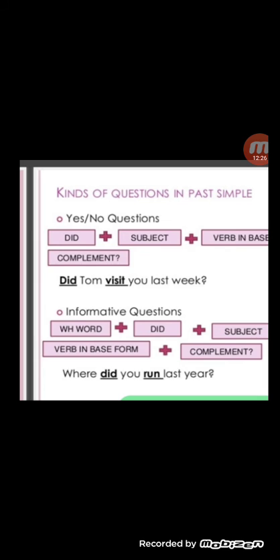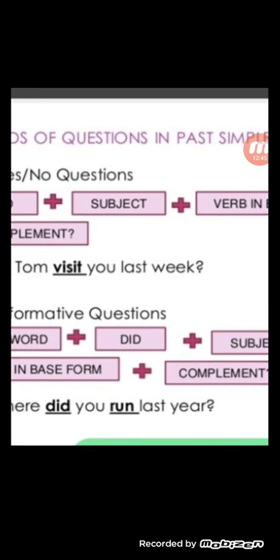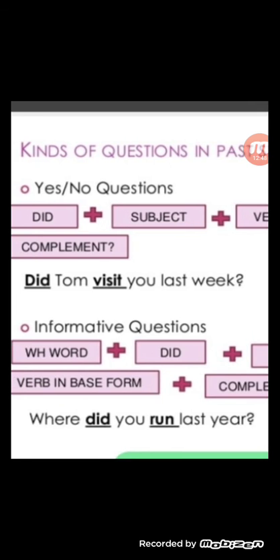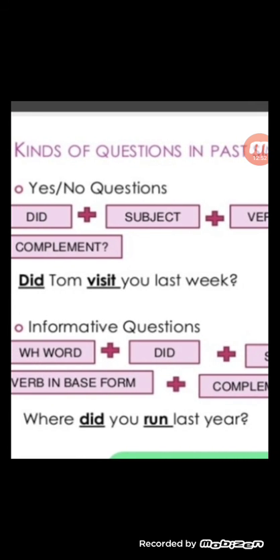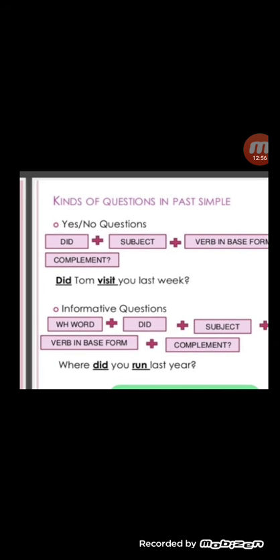Did Tom visit you last week? So there are some informative questions in which we need some details. For that we use WH word questions like where, when, how, why, whom and so on. WH word question, then did, then subject and after that verb in base form and then complement. Where did you run last year? Hope you have understood it all.